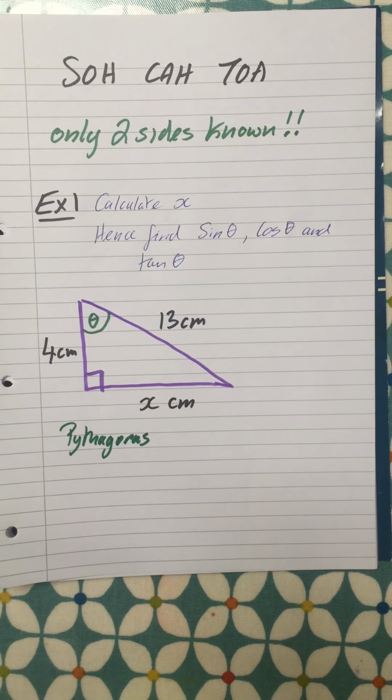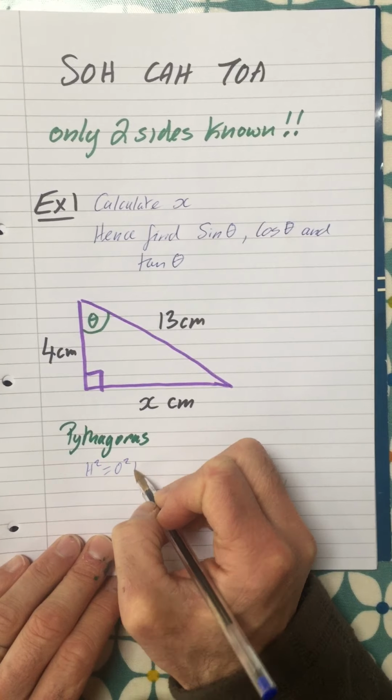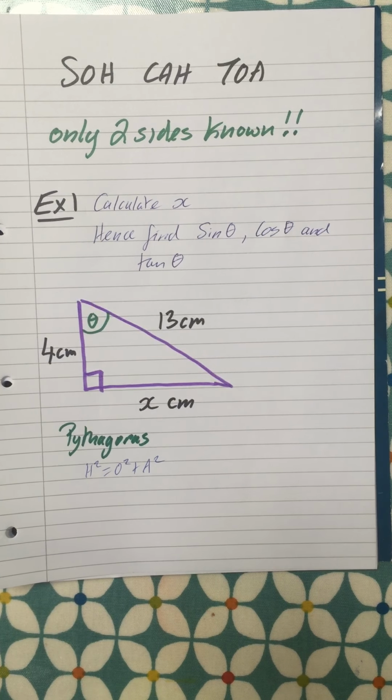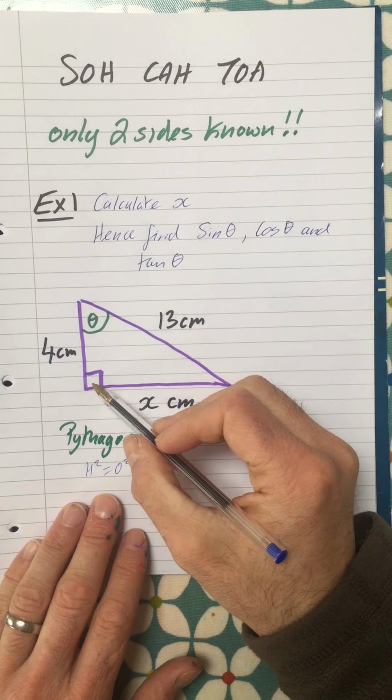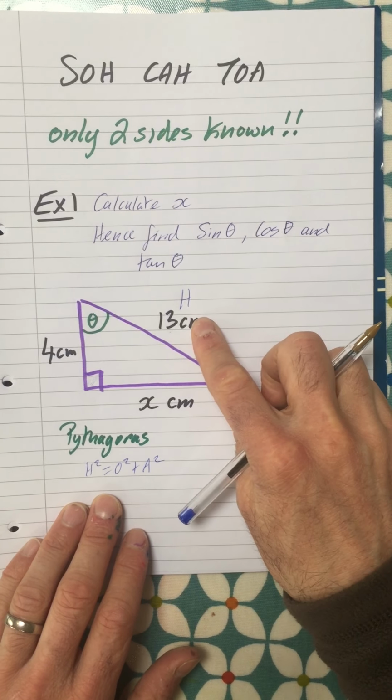Now, if it's a right angle triangle, to do this, we must label, because we know Pythagoras' theorem says that h squared is always equal to o squared plus a squared. We must label our triangle. So we start off with h. Now h is across from the right angle, so 13 has to be h.